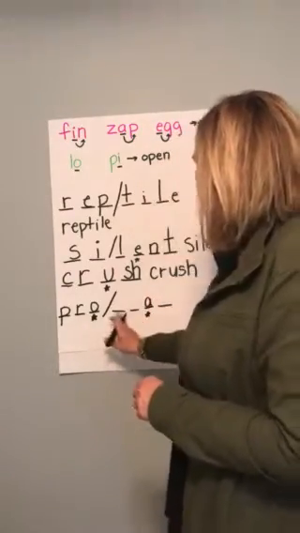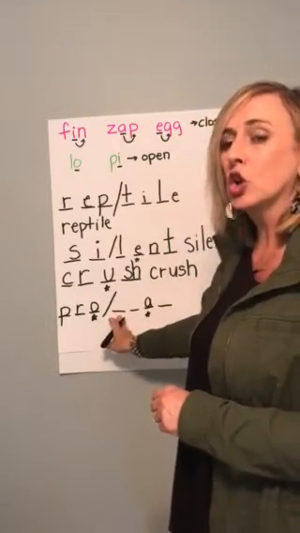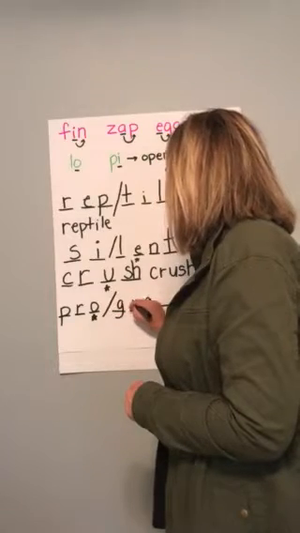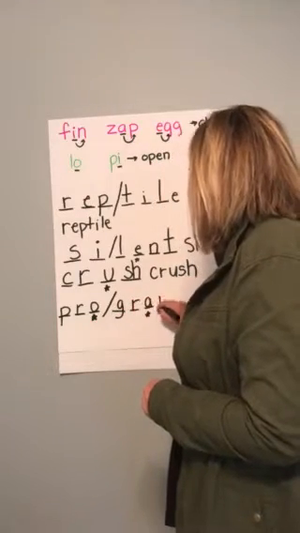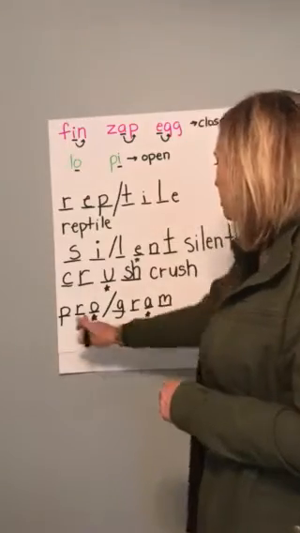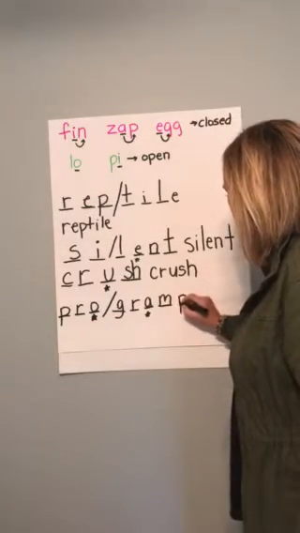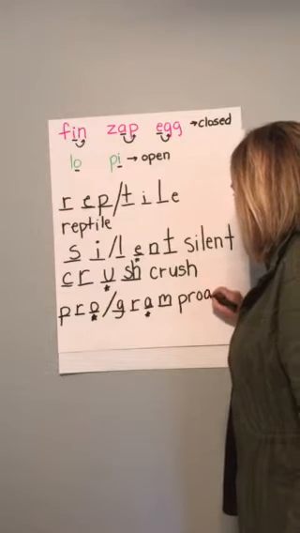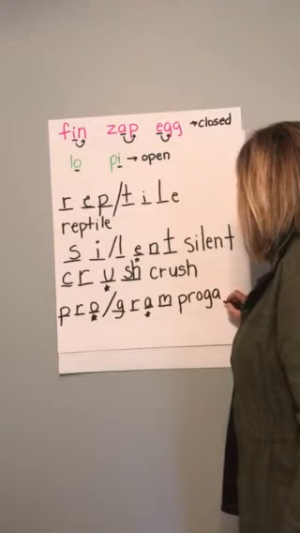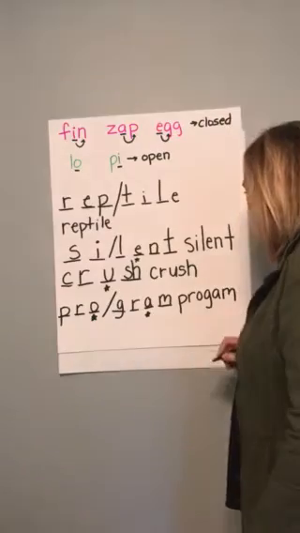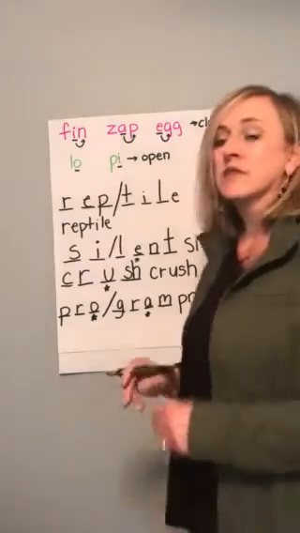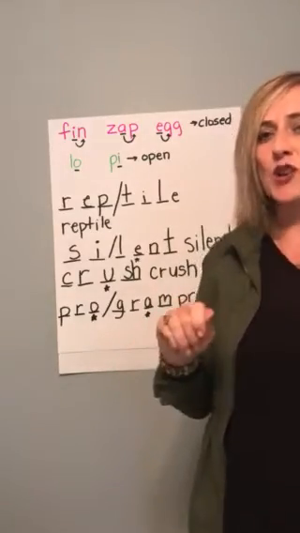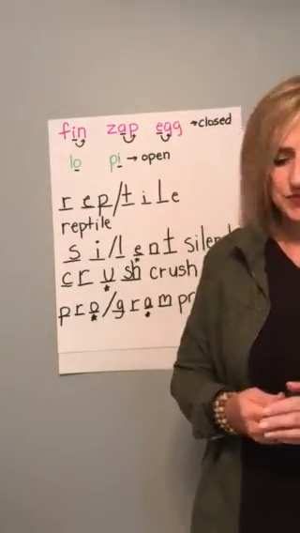Let's go ahead and work from the beginning of that syllable. Gram. G. G. R. R. Am. M. Program. P. R. O. G. A. M. Check your spelling with my spelling. If you made a mistake, remember it's always fine. Just draw a line through it and rewrite it correctly.